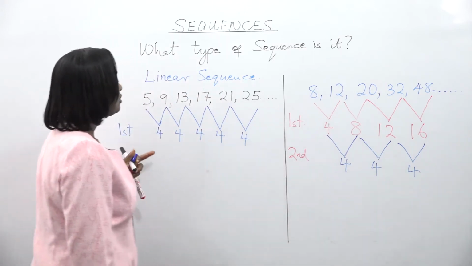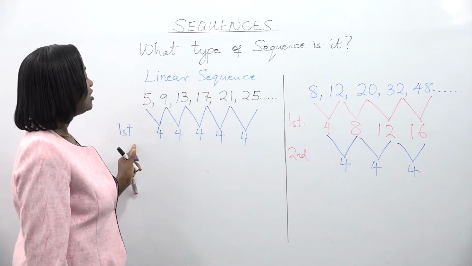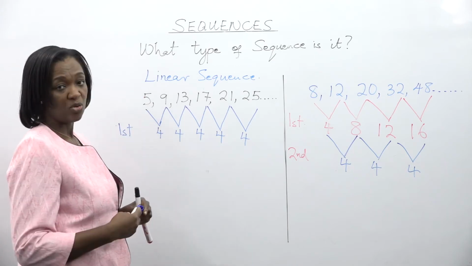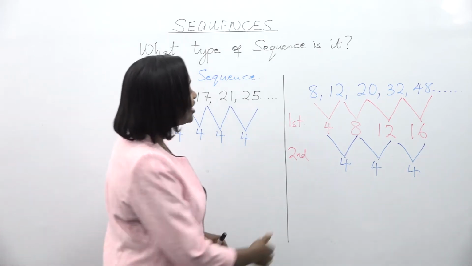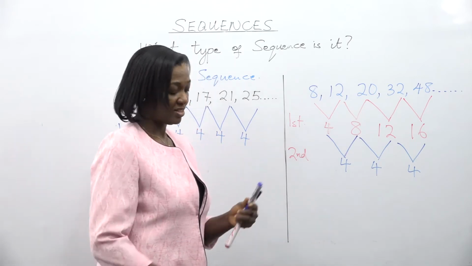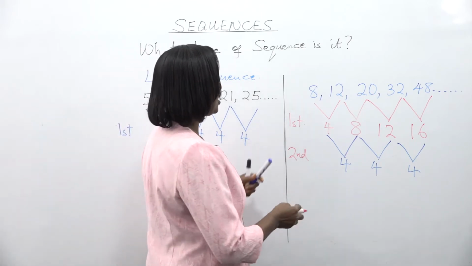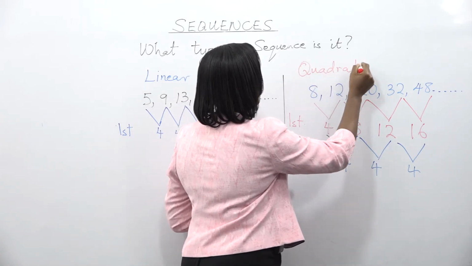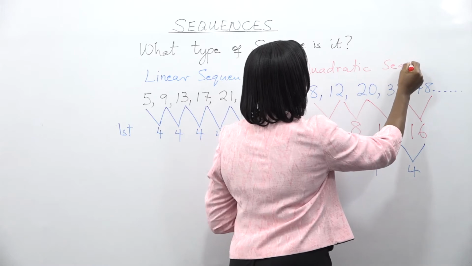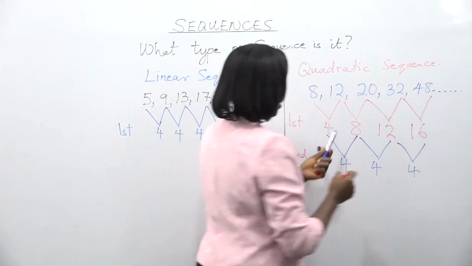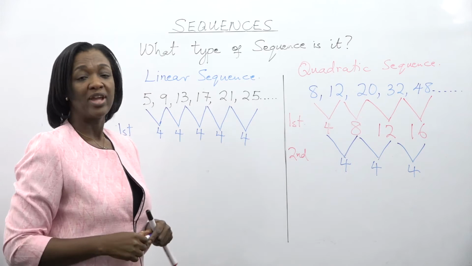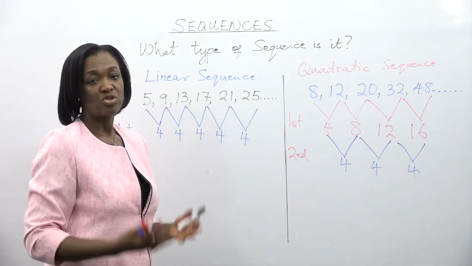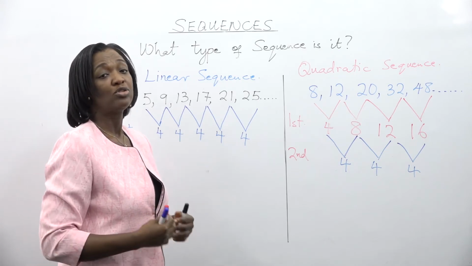As we can see, in this first sequence, the first difference is a constant. So we said that that is a linear sequence. In the second one, it is the second difference that is a constant. So this is a quadratic sequence. So the first test you do when you get a sequence is to find out if it's linear or quadratic. That will help you know how to solve it.